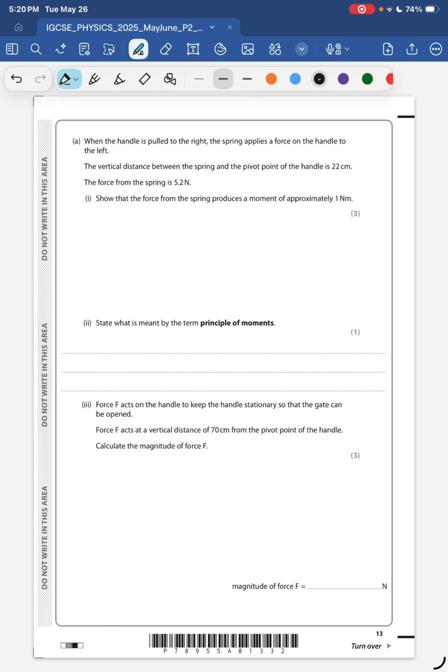So the moment in this case is going to be the force times the distance. So 5.2 times 0.22 yields 1.14 newton meters, which is approximately 1 newton meter. Part 2: state what is meant by the term principle of moments.